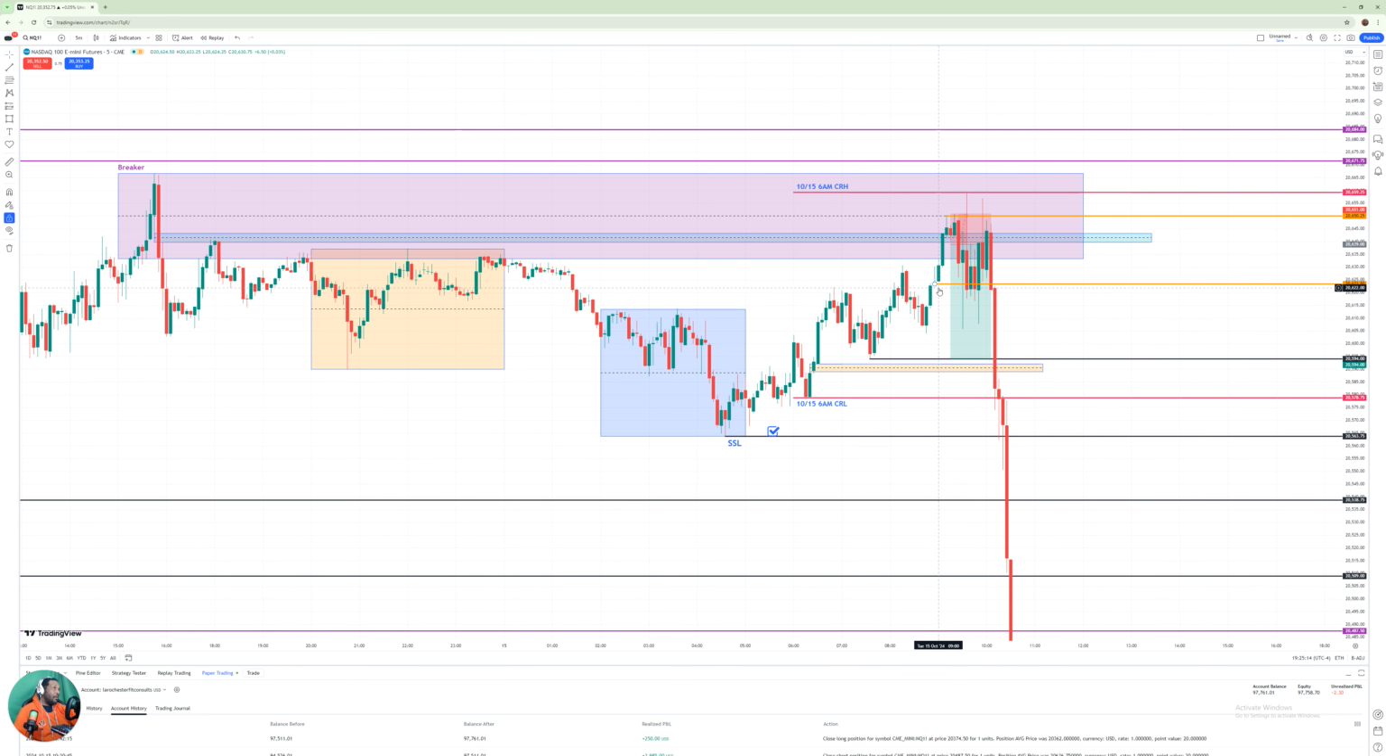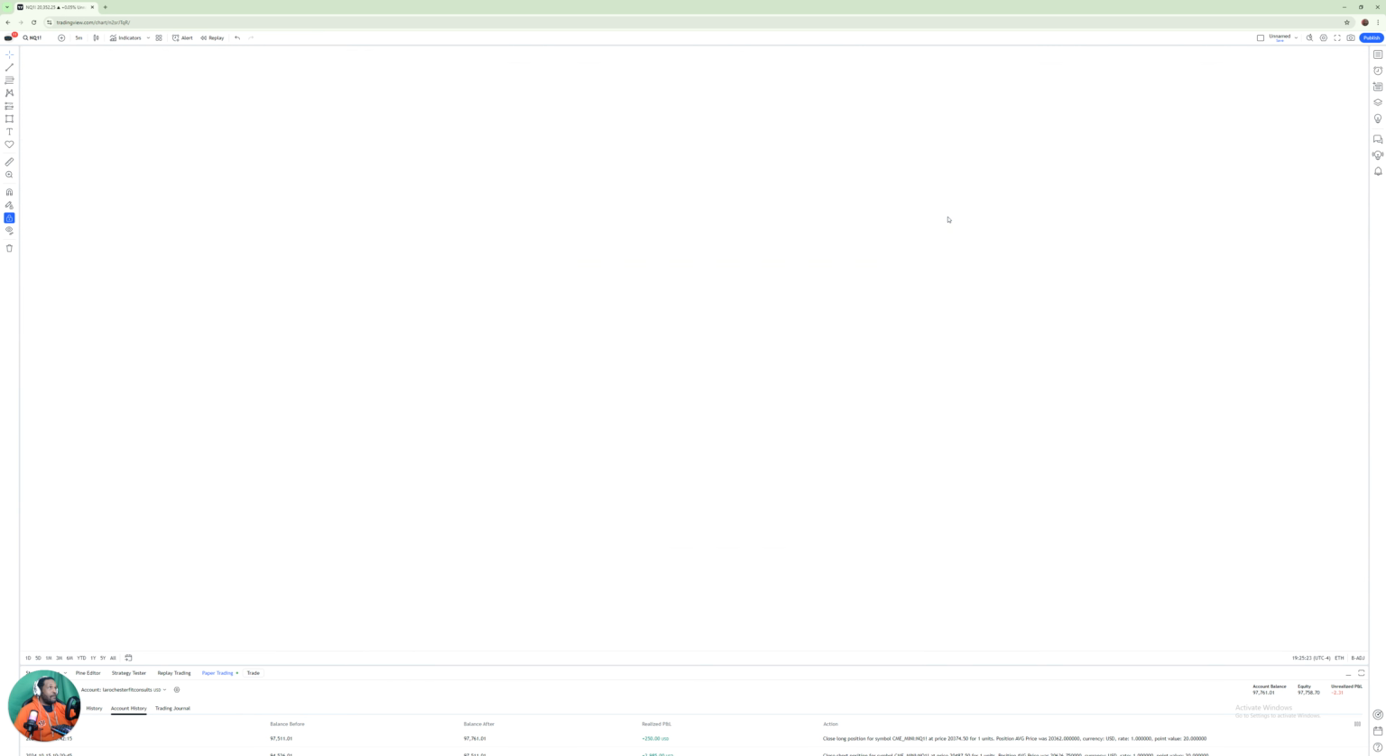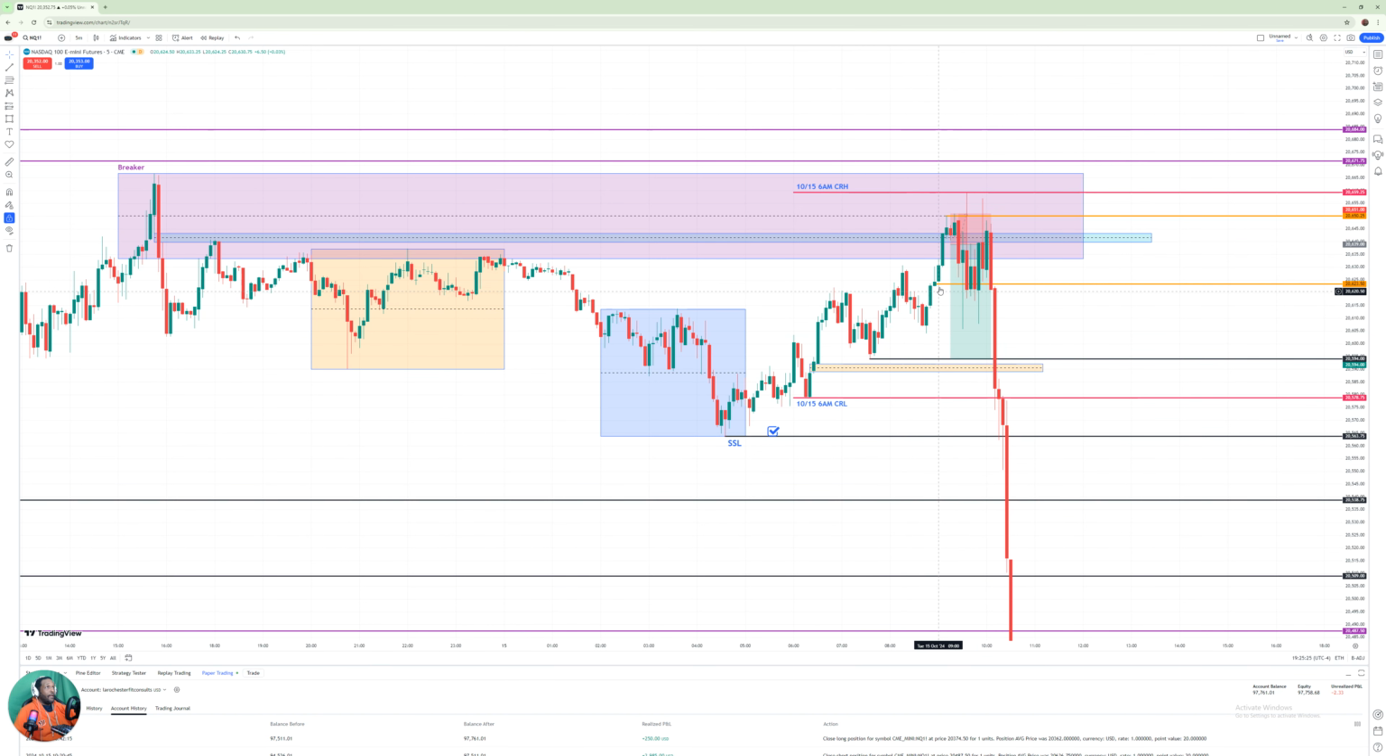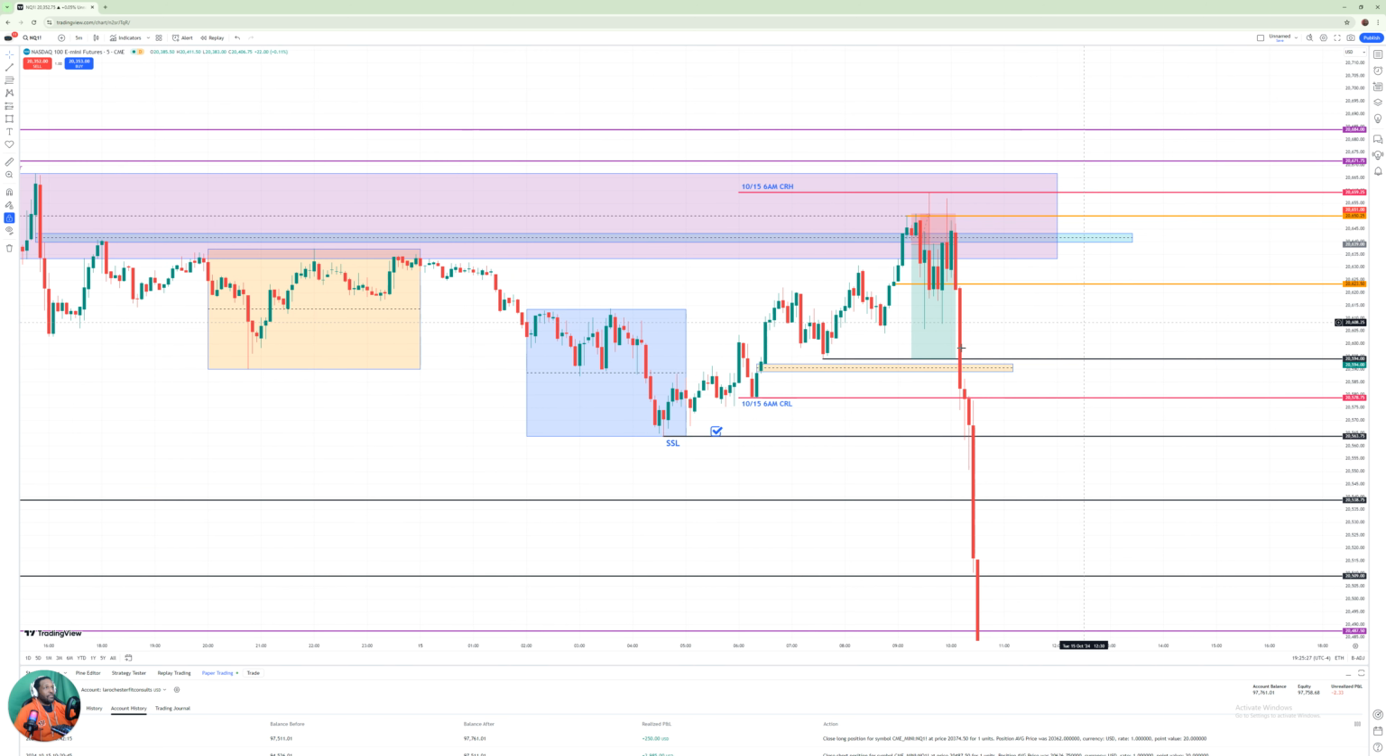I cannot remember what I denoted. I might have been looking for... Oh, this is my range. Okay, so I had to remind myself of what that was. So basically, I'd marked out highs and lows before the 8:30 news, right? And then ultimately we did see a move through.